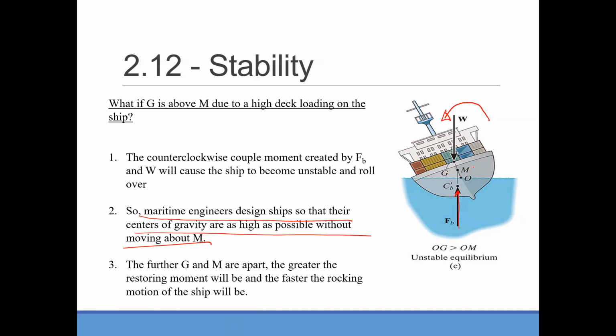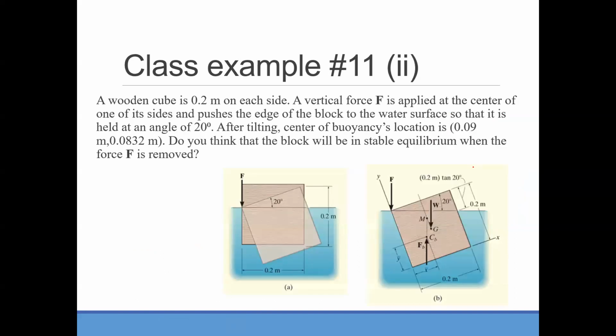Now let's do a very quick calculation. It's not really a calculation, just to understand the concept. This is a wooden cube of 2 by 2. A vertical force F is applied at the center of one of its sides and pushes its edge below the water surface, so it is held at an angle of 20 degrees. That was the initial one, and the tilted one is after applying the force.